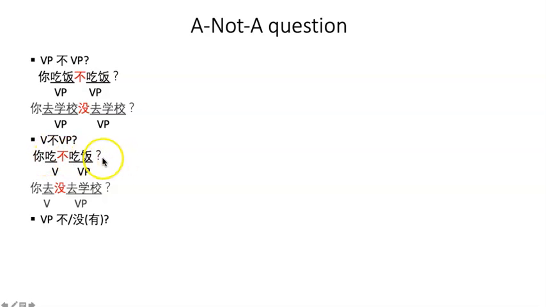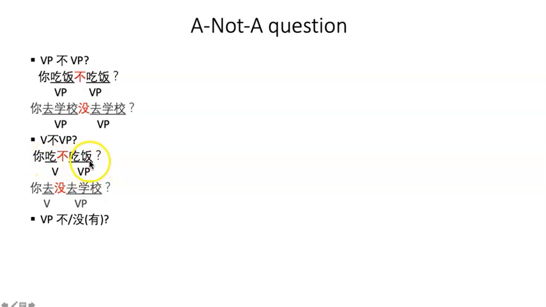你吃不吃饭? Here we can see 吃 is only a verb, and 吃饭 is a verb phrase. So 饭 is the object, as we said, of the verb. In the previous case, 你吃饭不吃饭, the entire verb phrase 吃饭 is repeated. However, in this case, the first component is only the verb itself. 你吃不吃饭? So this is the format V 不 VP. V is the first component, and VP, the entire verb phrase, comes after 不.